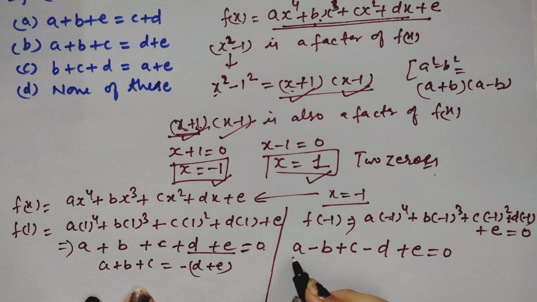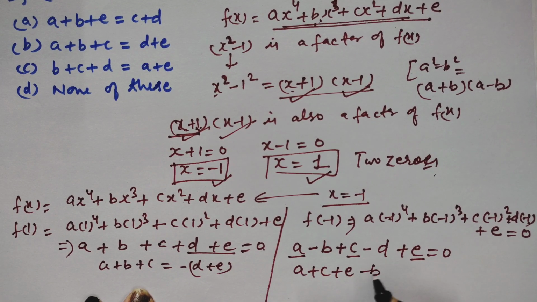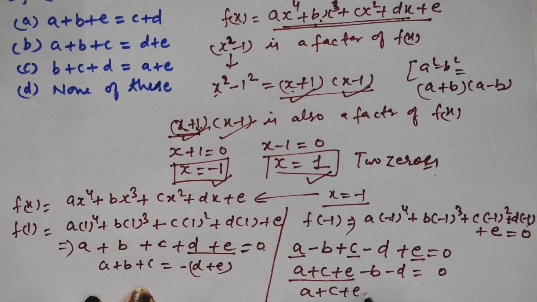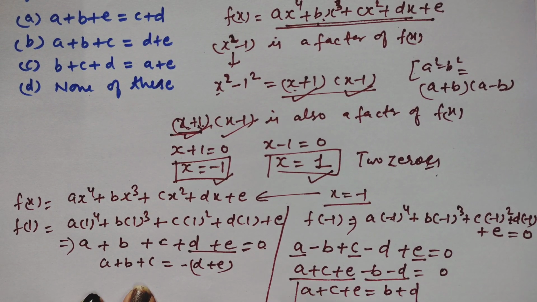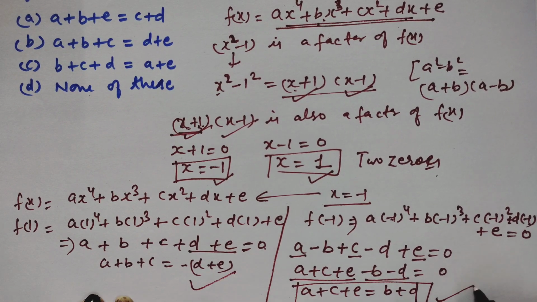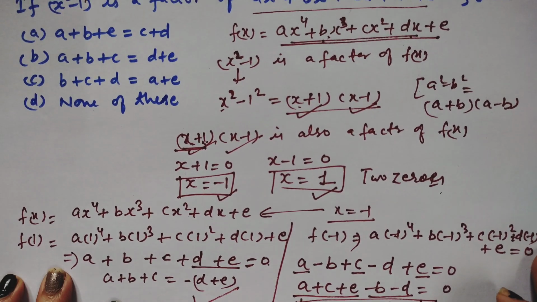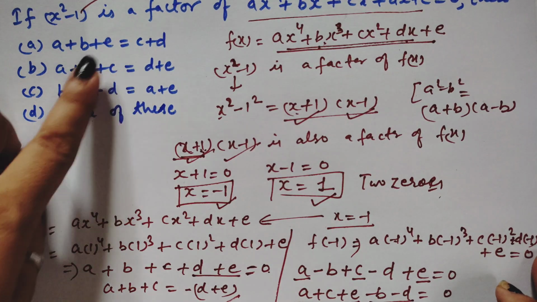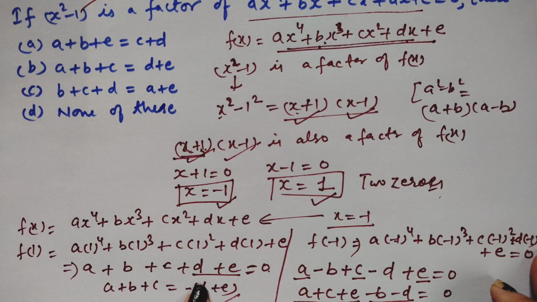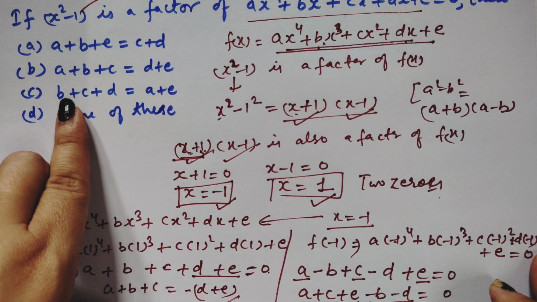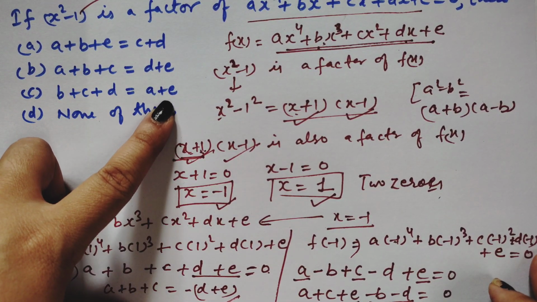Now you can see the positive terms. Can we write the positive terms together and the negative ones in the last two terms? Now you can see the result: a plus c plus e, and if b plus d goes to the right hand side, both are positive. These are the two results. So our options are: a plus b plus e equals c plus d, and a plus b plus c is d plus e. Here d plus e is negative, so this option is also not correct, and b plus c plus d equals a plus e is also not correct.